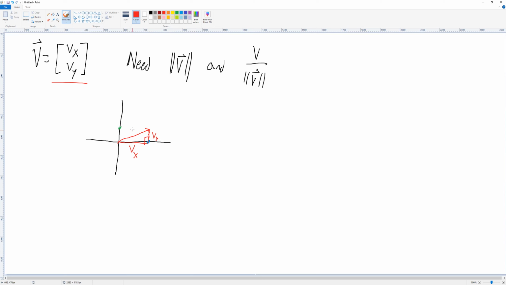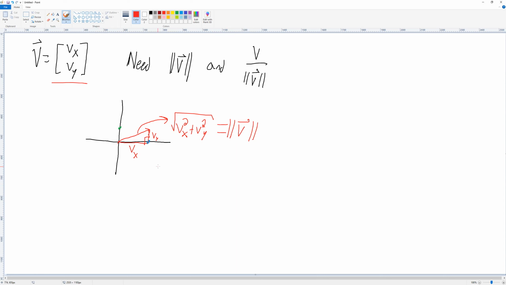So the length right here is going to be the square root of Vx squared plus Vy squared. And that's actually just equal to the magnitude of V itself. It's as simple as that. That's just the size of the vector. That makes sense if you think about it. We're talking about the magnitude as in how large the vector is, which should be just the length of that vector.